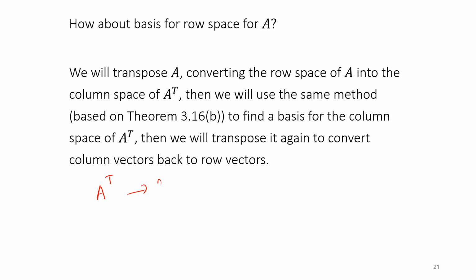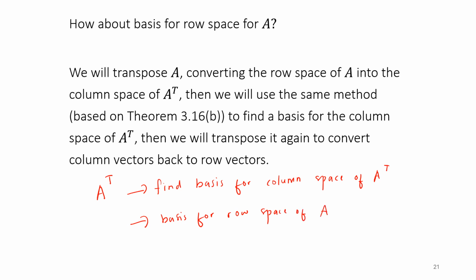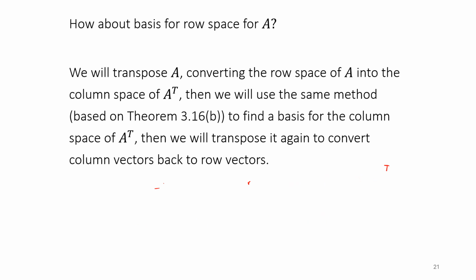And then we find a basis for the column space of A transpose. And then this next step, the basis for the column space of A transpose is actually a basis for the row space of A, by transposing it again. Okay, so you may try this method to get a basis for the row space for this given matrix.